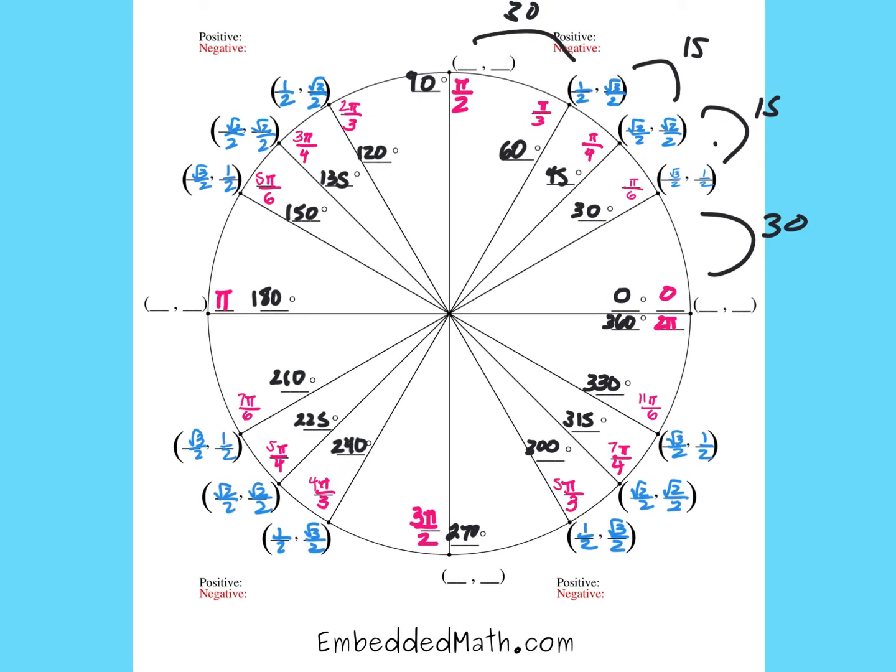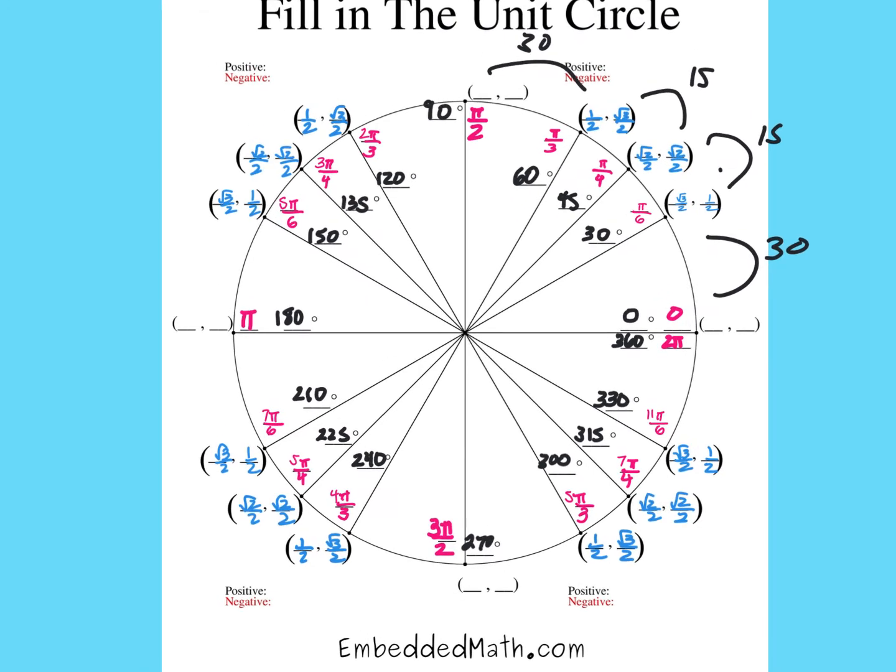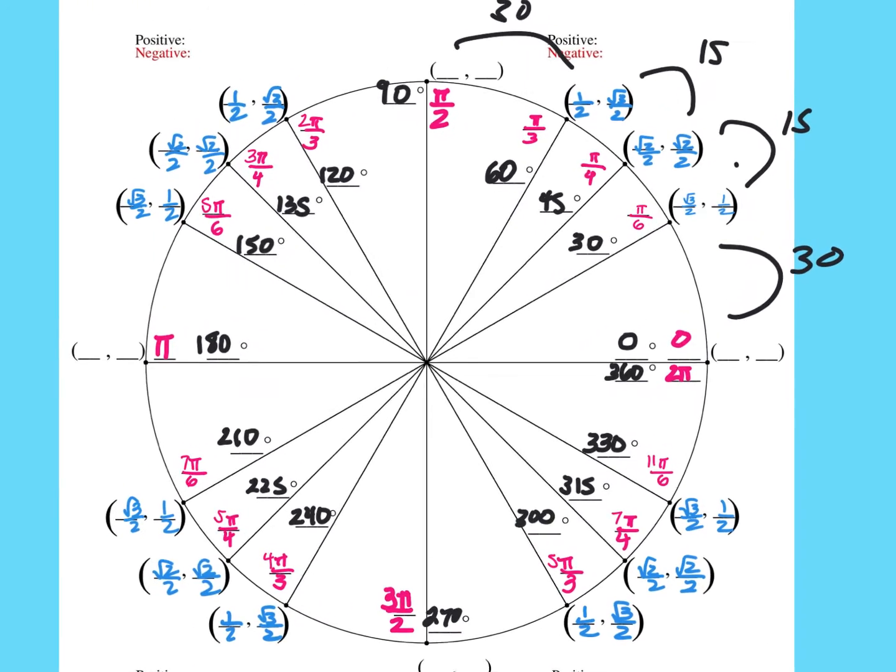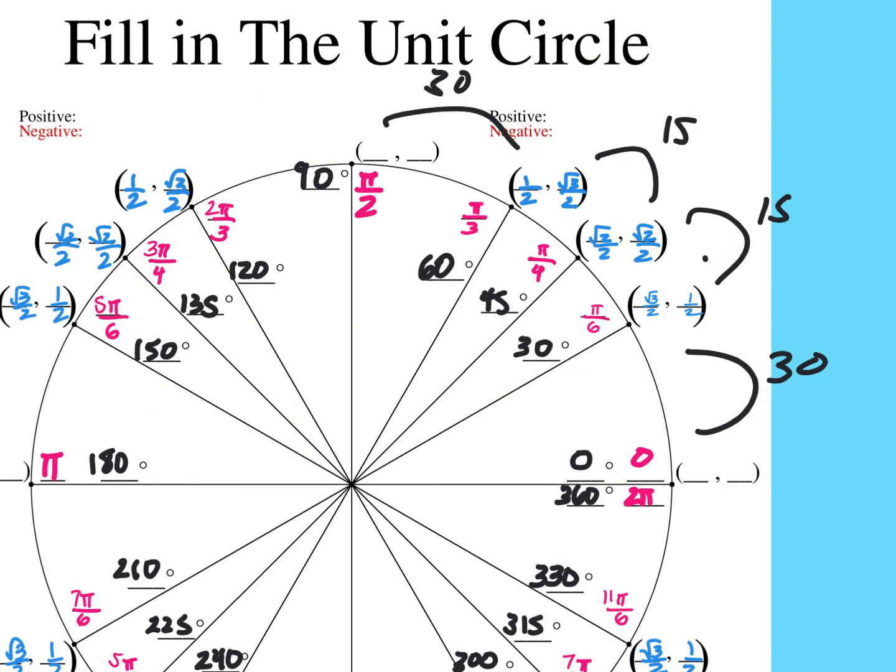Now think about the positive and negative signs in these quadrants. If I'm in the first quadrant, what's true about my x and y values? They're both positive. We will eventually, at the end of today, add on sine and cosine here, but we're going to do x and y's right now, which means I leave all the ones in the first quadrant as positive.